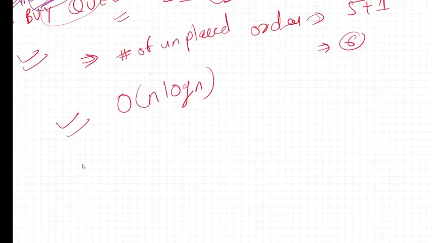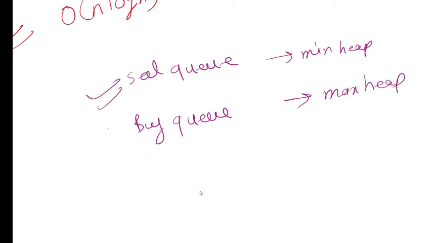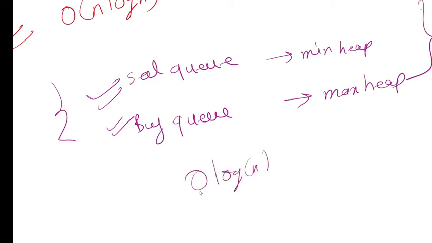So the main crux is, you create a sell queue and a buy queue. The sell queue will be a min heap or priority queue, as they call it, and the buy queue should be a max heap. That's all. Once you do it, this question will be solved easily in the given time constraint, which is around O(log n). That's all.